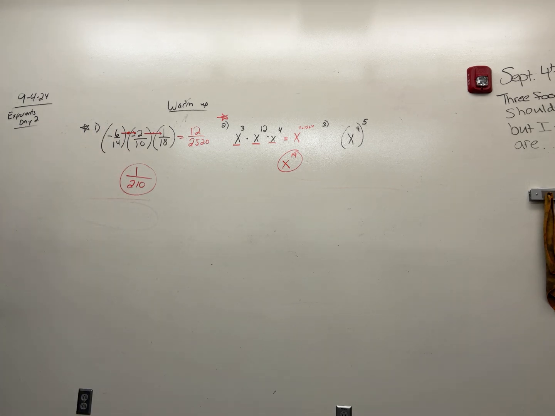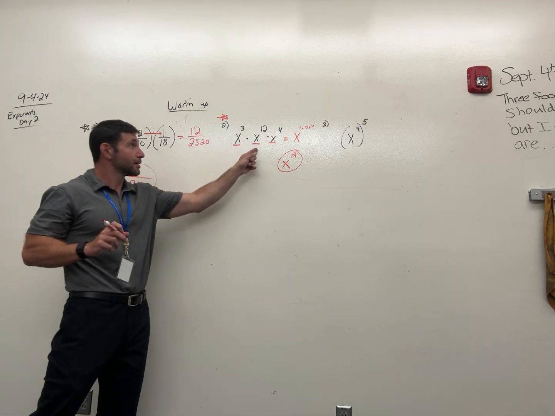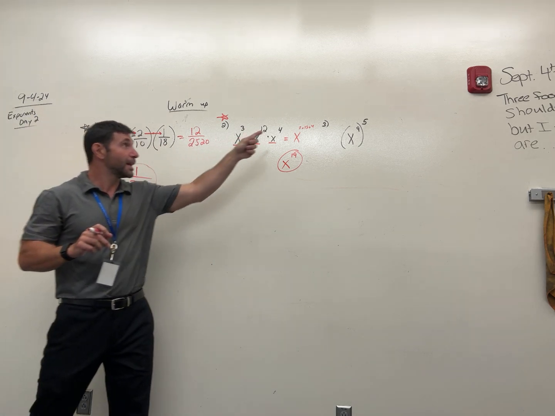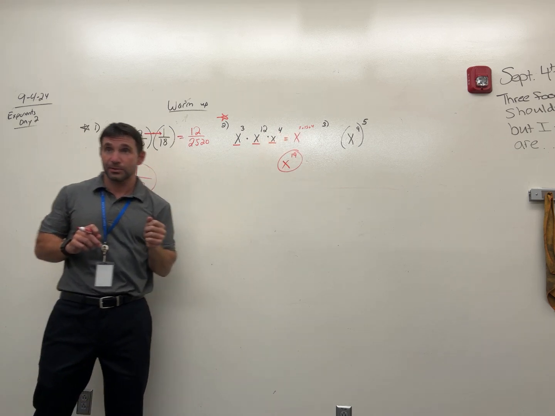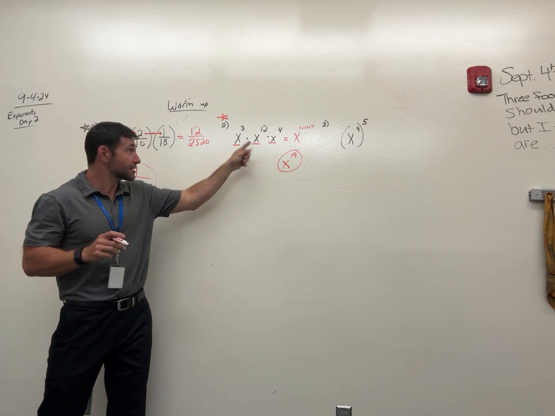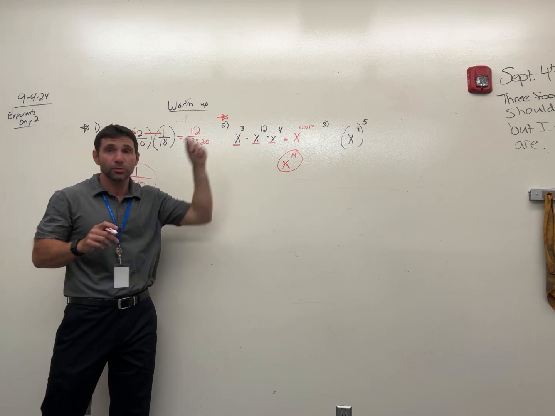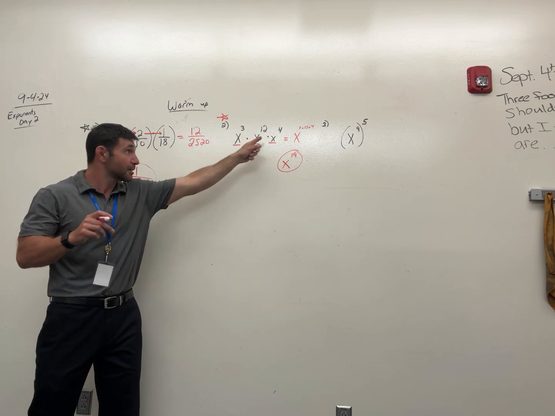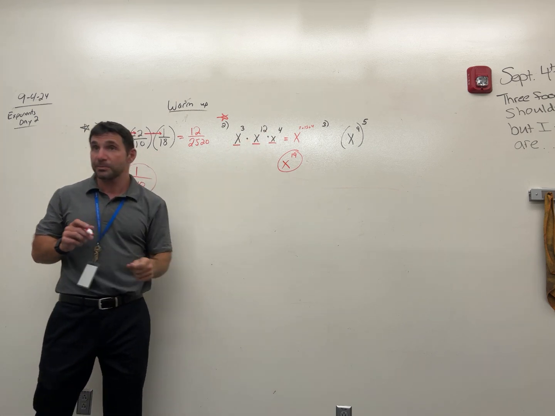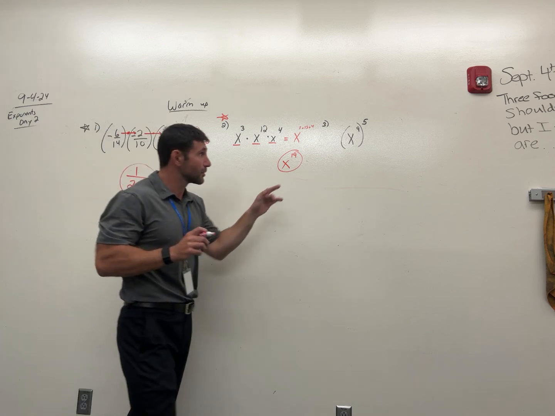Okay? When you're multiplying like bases, we keep the base, we add the exponents. When multiplying like bases, the bases are x, x, x. Even though it has the exponents of 3, 12, and 4, the bases haven't changed. You keep the base, you add the exponents. And we'll do this again, don't worry.